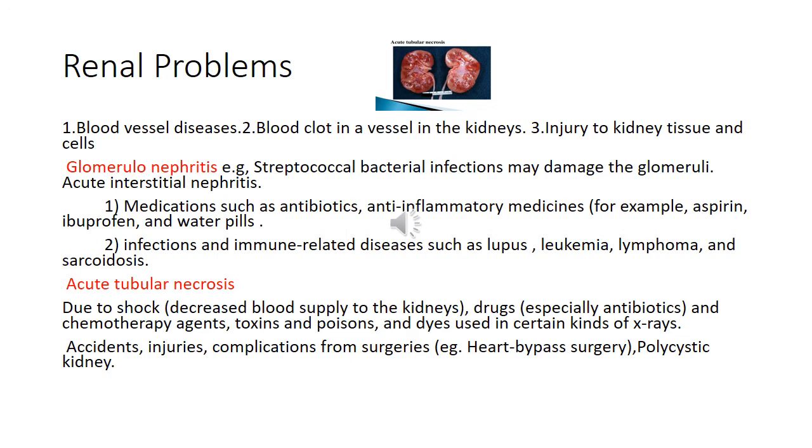Mainly, it can be decreased by blood vessel disease, blood clots in the vessels of the kidneys, and injury to the kidney tissues and cells. Clinically, these are called glomerular nephritis and acute tubular necrosis. In glomerular nephritis, the glomeruli are mainly present in the kidney. They are mainly used for filtration, as glomerular filters. So moving on to the structures, they will get damaged or develop necrosis.